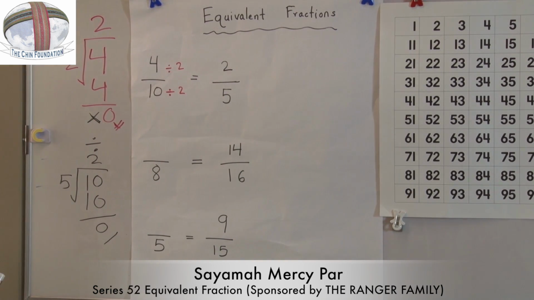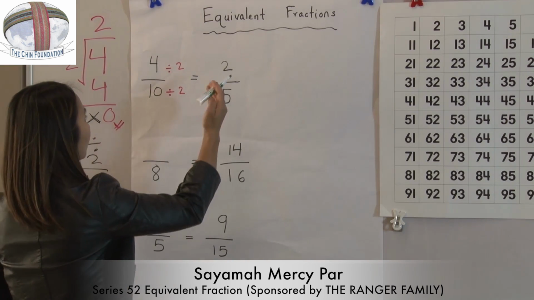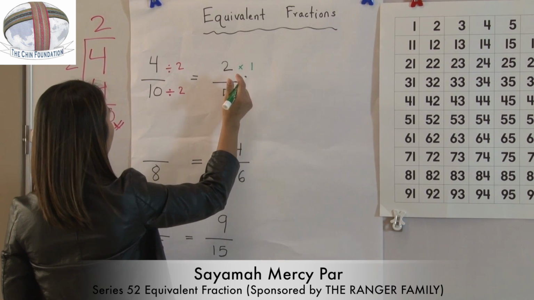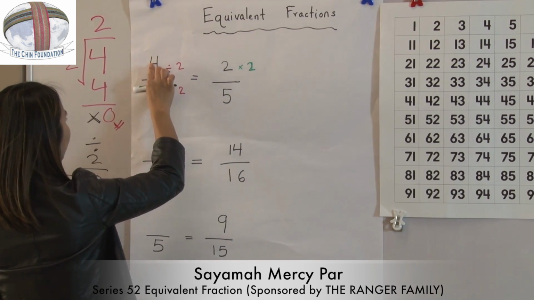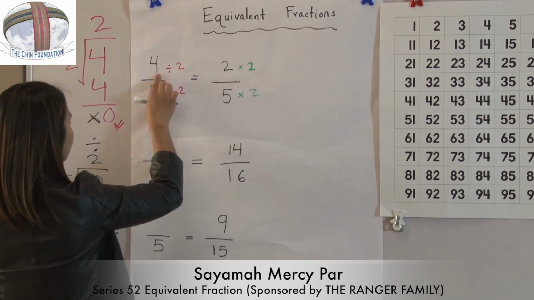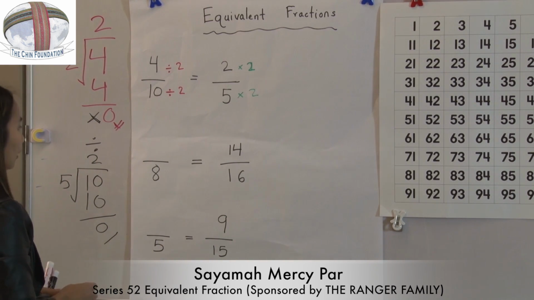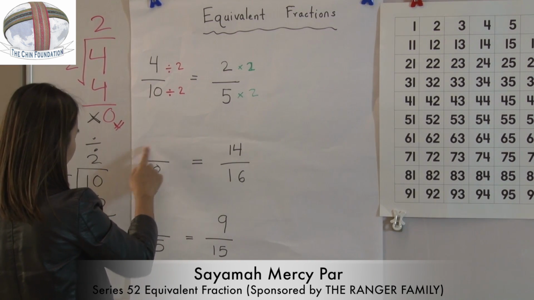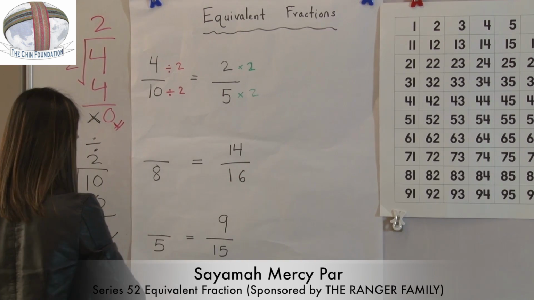If you want to make sure, you can check. We can check this. 2 times 1, 2 times 2 is 4. 5 times 2 is 10. Okay. Now we have a missing number here. We need to figure out how we get this number to this number.